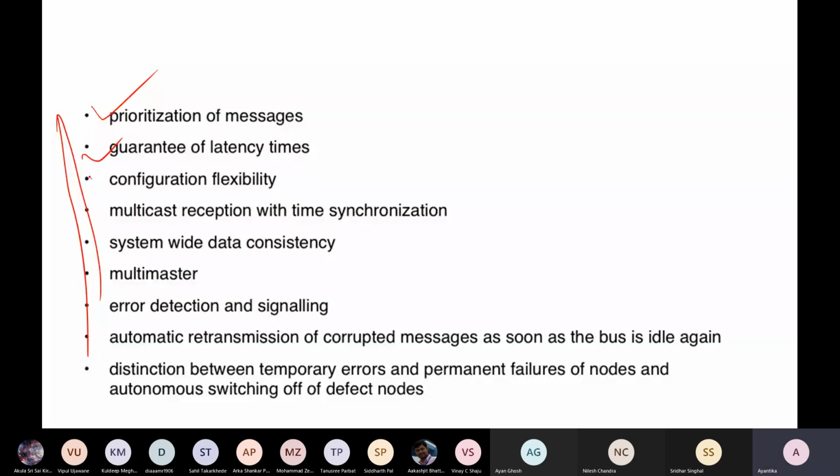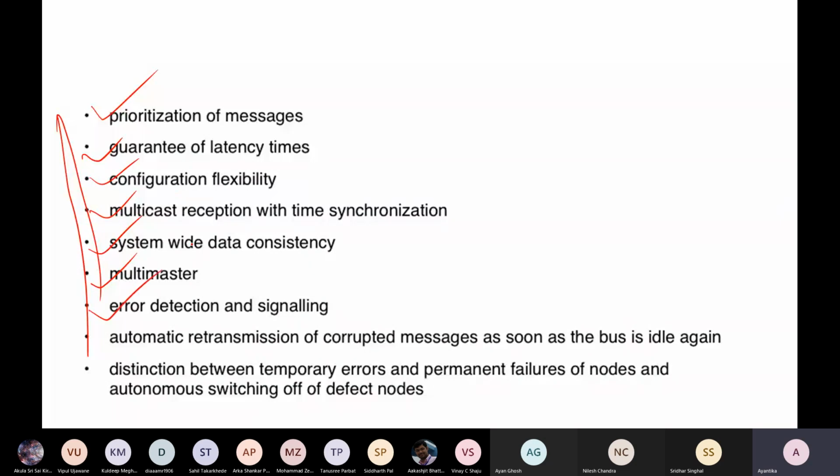Configuration flexibility: you don't need to give any fixed address. Any of the nodes, whoever thinks that this type of message ID is required for their next level operation, can accept it. Multicast reception: we have seen we are broadcasting to all the nodes, and the receiving nodes choose their own messages. Data consistency, multi-master: that means not only one node, any node can be master, and based on their priority, they can get hold of the bus.